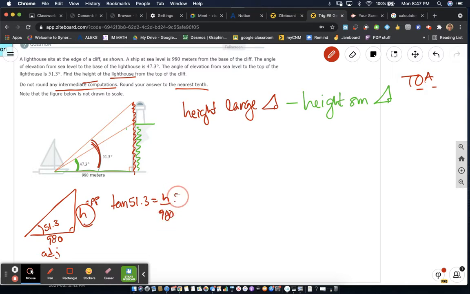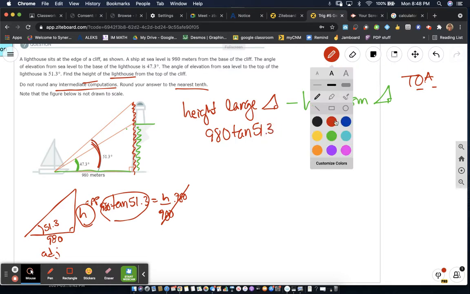Now, when they say they don't want you to round off any intermediate, what it means is, look, this is the height. Do you see it's the red height? It's equal to 980 times tangent of 51.3. That's what they want you to put into the calculator. They want you to do that to make it easier.